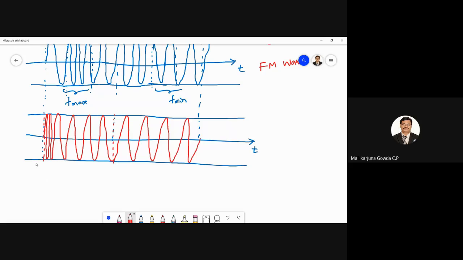Okay. So at this point of time we'll get F max for PM, and at this point of time we'll get F minimum. And we say the envelope is constant. And this is the PM wave. I hope it is clear where it will be F max and where it will be F minimum with respect to the message signal for PM wave.